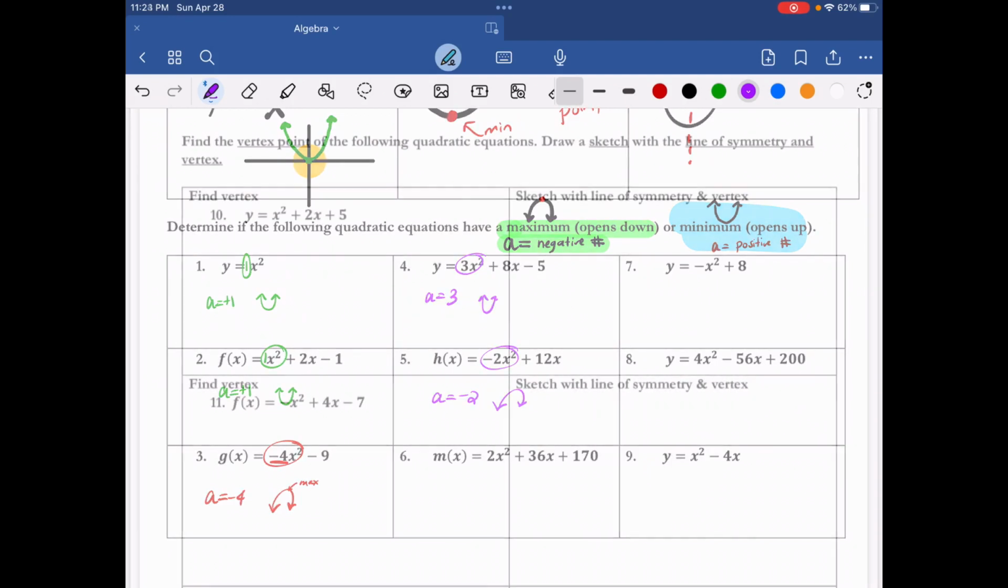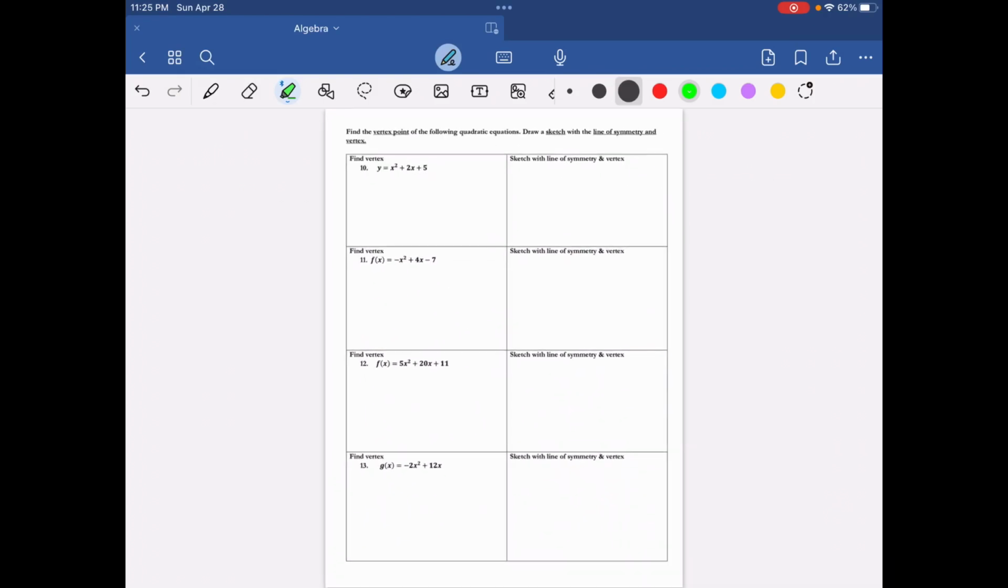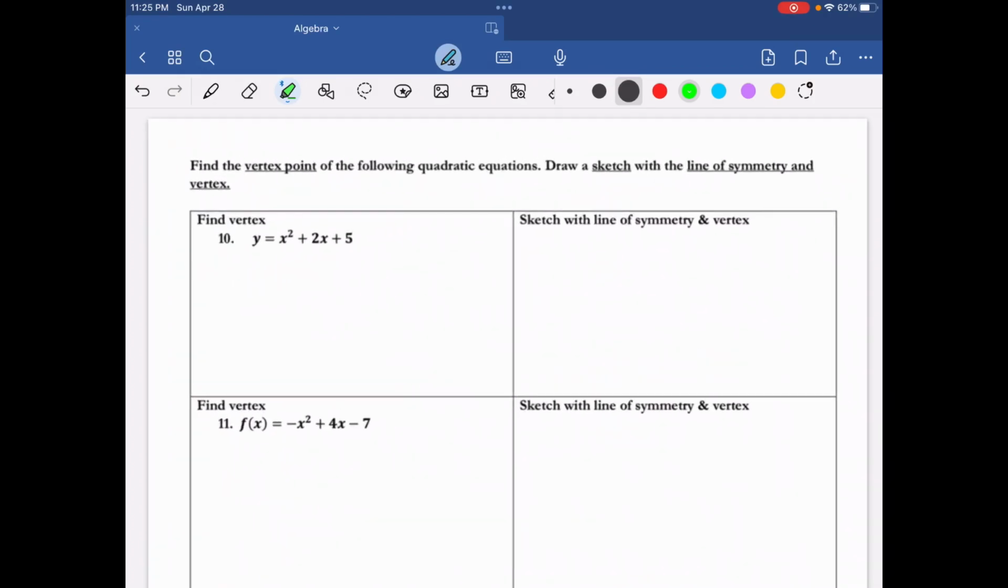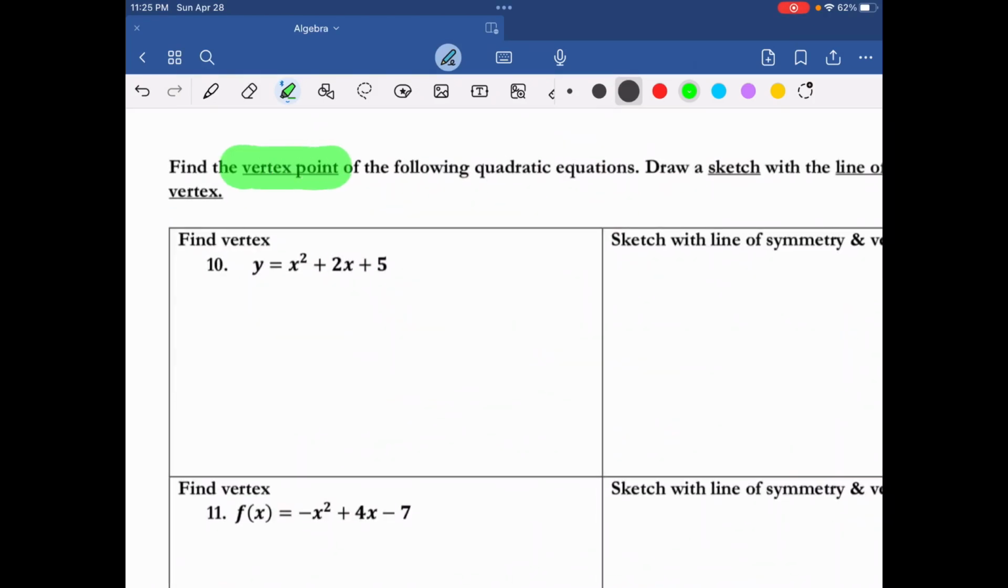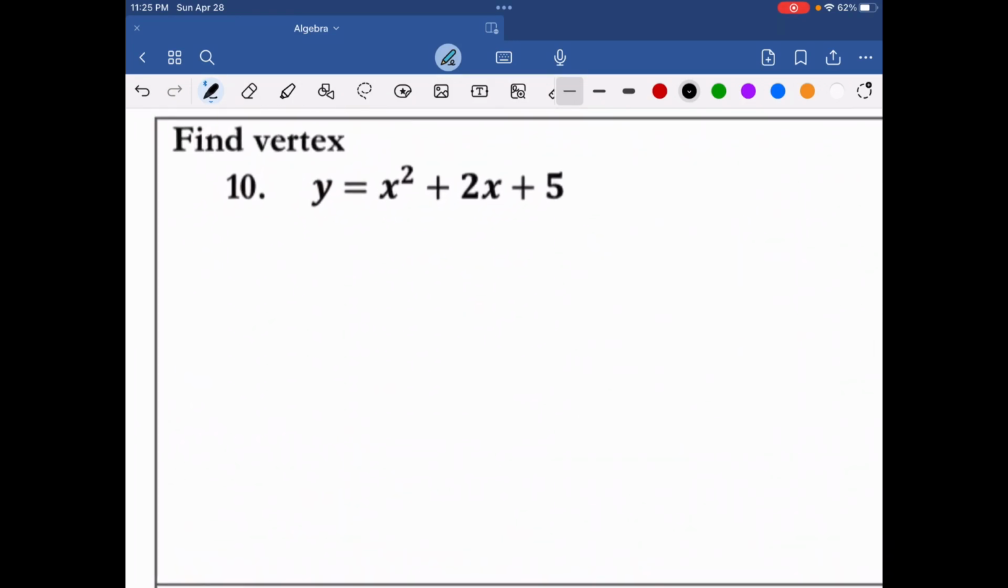Okay, now we're actually going to get into some of the algebra. So for these problems on the back of the paper, there are 4 problems. You can look at them now. Okay, you guys are going to find me the vertex point. That means I need an answer where it is x and y. I need that as an answer. And then you can draw a sketch with the line of symmetry. Okay, so let's look at number 10.